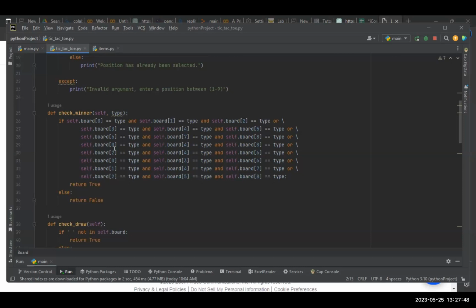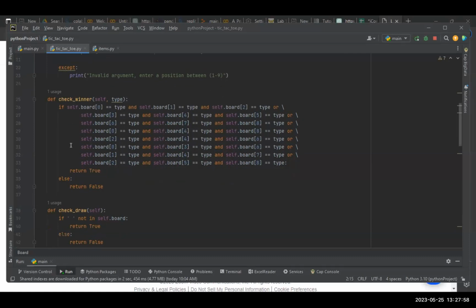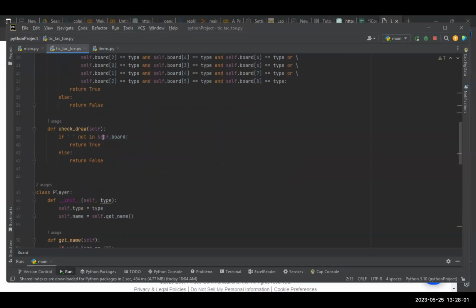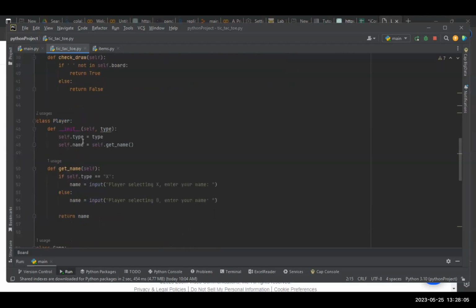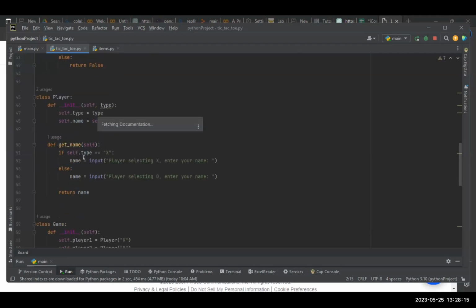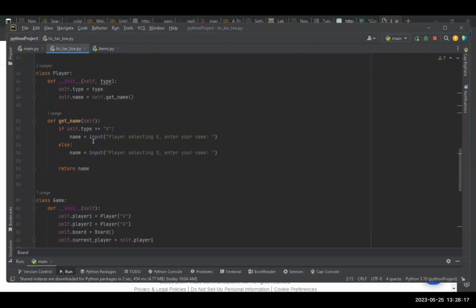So basically when three rows or three columns are filled with the same type, then the player wins the game. And then I also created a function in the board class to check if the game ends up as a draw. And then in the player class, I used the constructor to initialize the type of the player. So you can have two types, player X or player O. And then I created a function to get the name of the player.